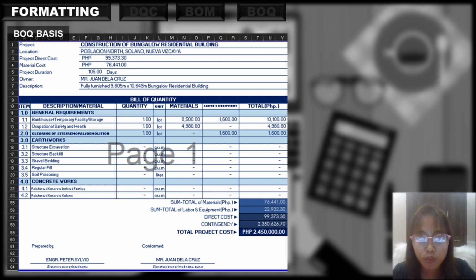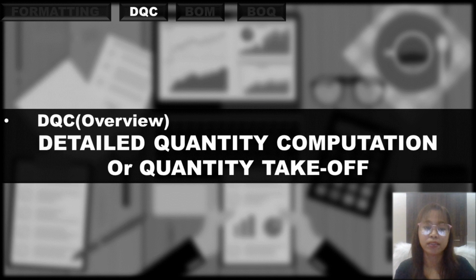Moving on, if your format is already done and complete, then grab the reference plan. You're ready to analyze quantities. DQC, or the detailed quantity computation, is the first step before we proceed to the bill of materials. It is also sometimes called quantity takeoff. The quantities we compute here shall be the data we're going to use for the BOM.